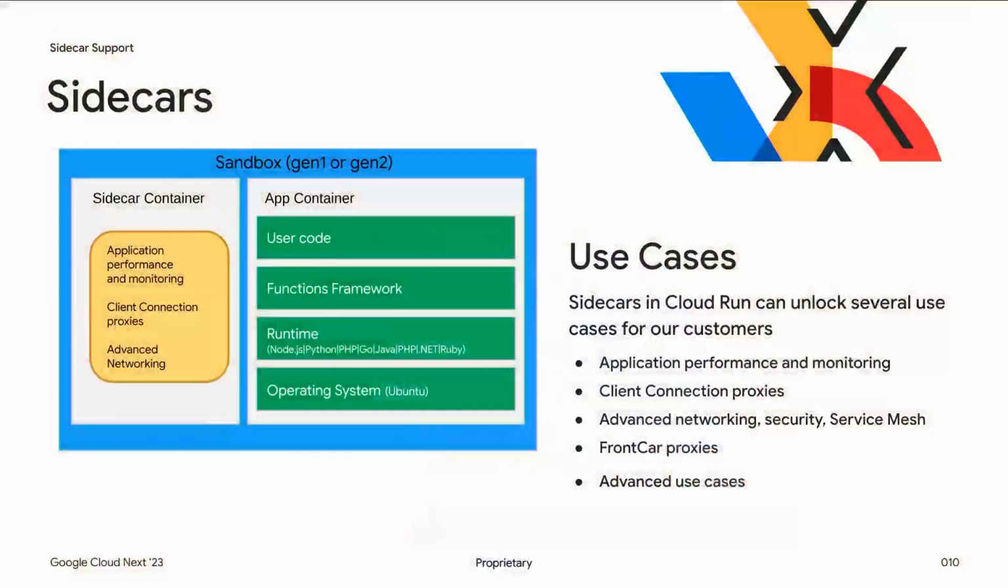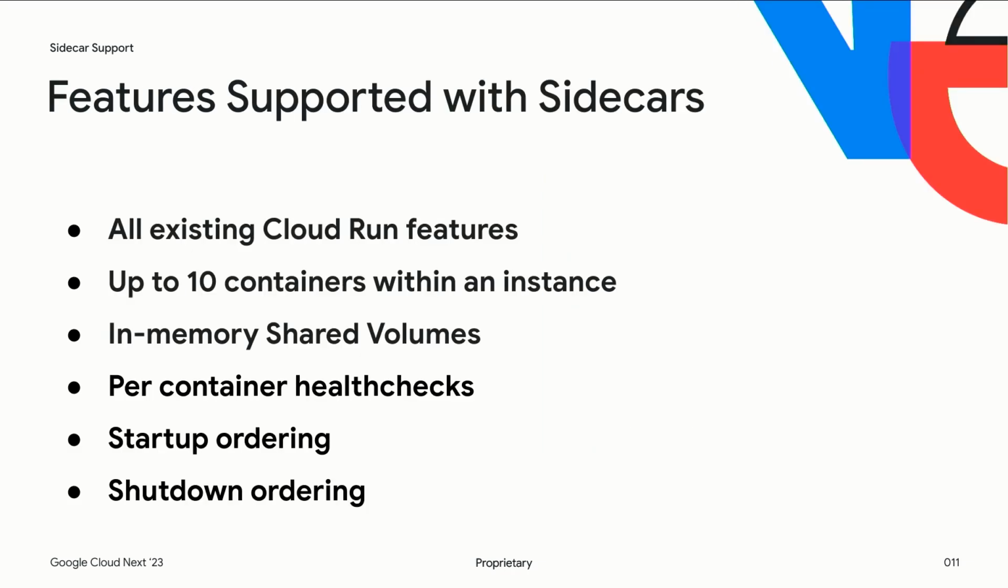You can use Sidecars to monitor your applications in real time, run client connection proxies to connect to Cloud SQL or AlloyDB databases, securing your application networking by running proxies like Envoy or Nginx alongside your serving container, and much more. And to dive deeper into these use cases, I'll pass over to Clayton. Over to you, Clayton.